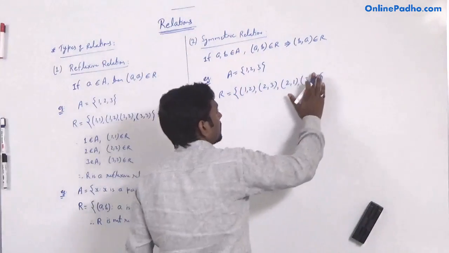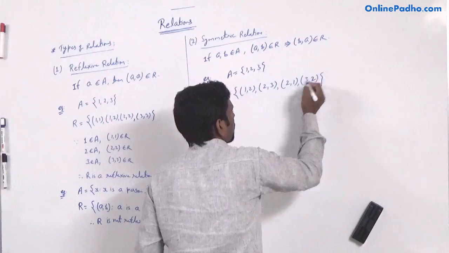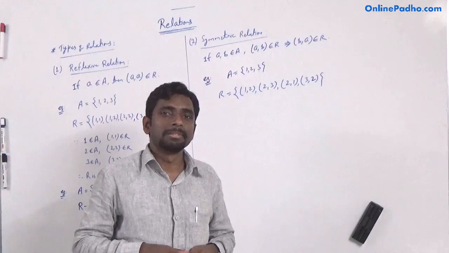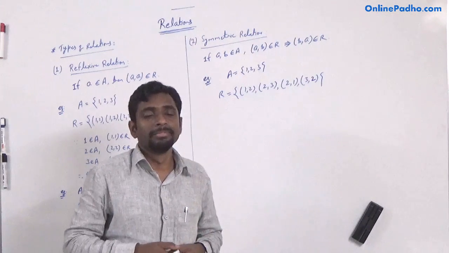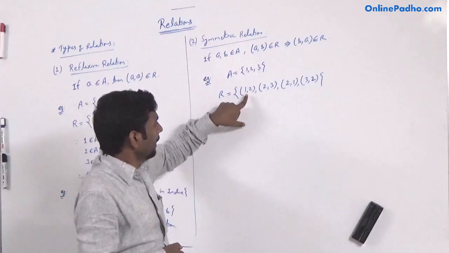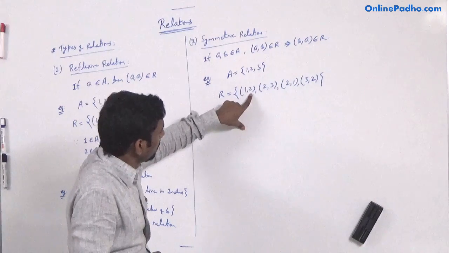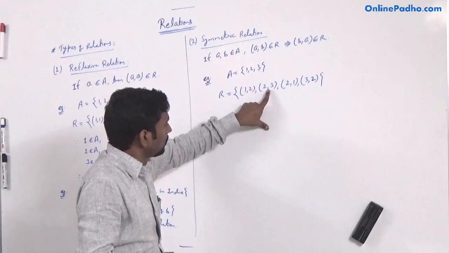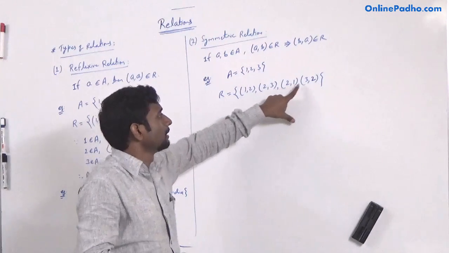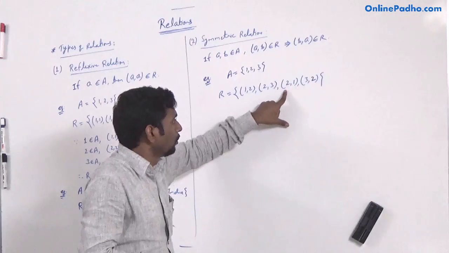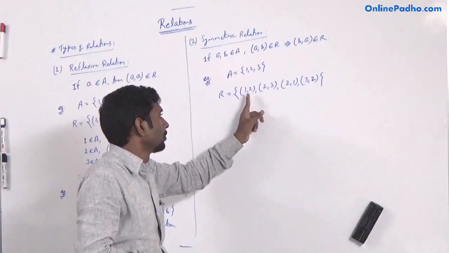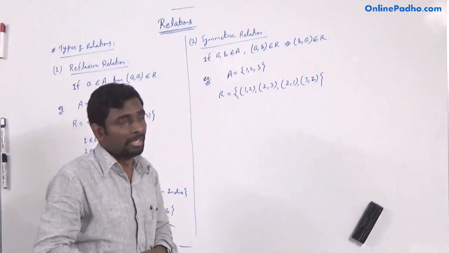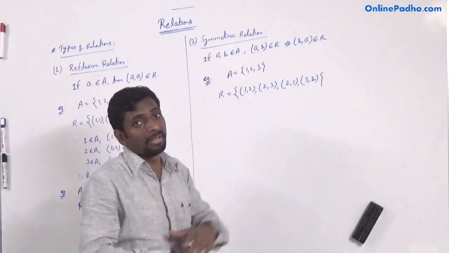But if we consider this element as (3, 2), now we have to check each and every element for symmetricity. We have to check (1, 2). (1, 2) belongs to the relation, (2, 1) also belongs to the relation. (2, 3) belongs to the relation, (3, 2) also belongs to the relation. (2, 1) belongs to the relation, (1, 2) also belongs. (3, 2) belongs to the relation, (2, 3) also belongs. So this relation must be a symmetric relation.